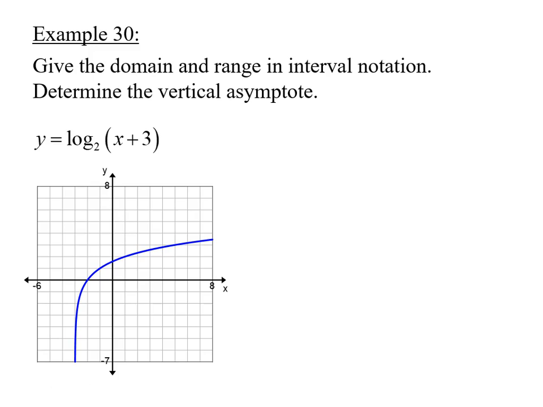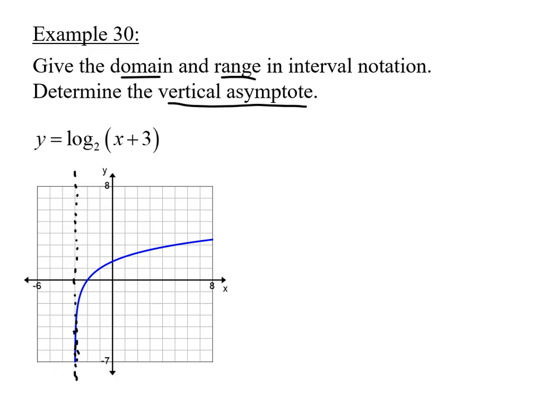So now we have this log base 2 of x plus 3 that they've graphed for us. And they want us to determine the domain, the range in interval notation, and then the vertical asymptote. So in this case, let's start with the vertical asymptote because that's pretty easy stuff. So that's basically what is it hugging. So if you notice, this is going along the x equals -3.